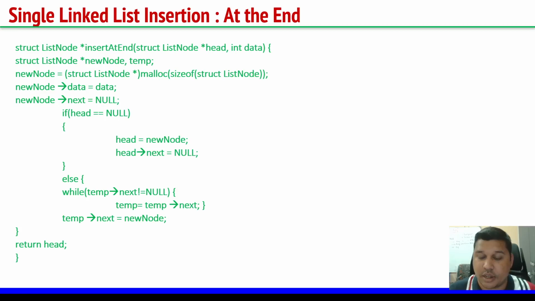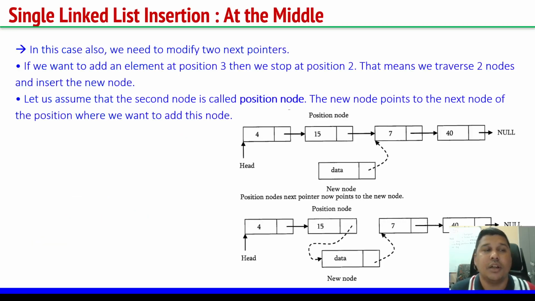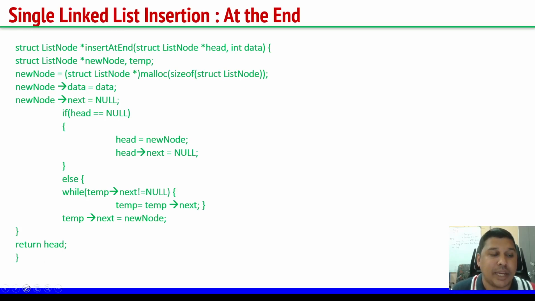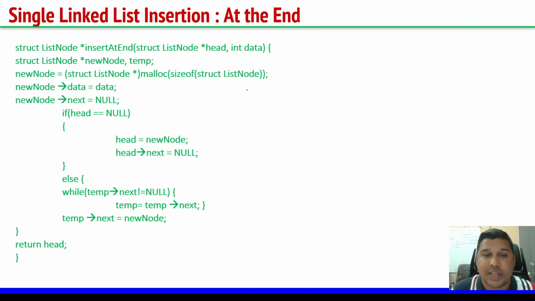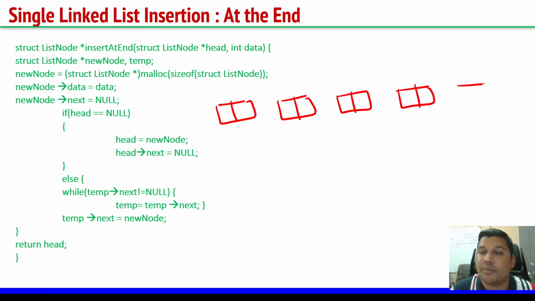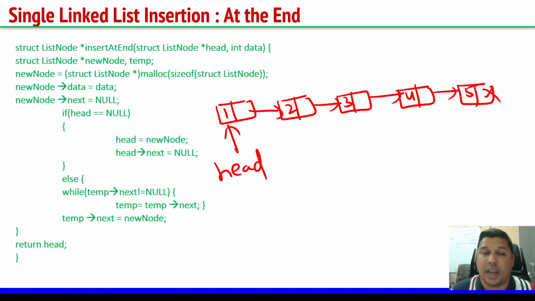Okay, let's move forward to the next operation, inserting a new element at any given location. Till now we have seen adding an element at the beginning or at the end. Now I want to insert a new element at any given location. If there is an existing list like this with the head pointer here, the elements are 1, 2, 3, 4, 5 and this is null.